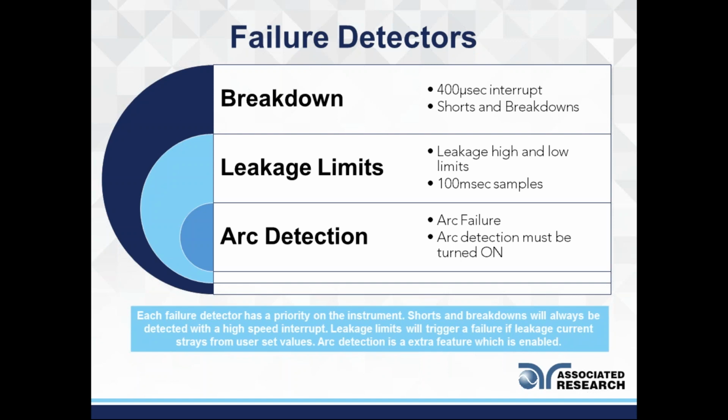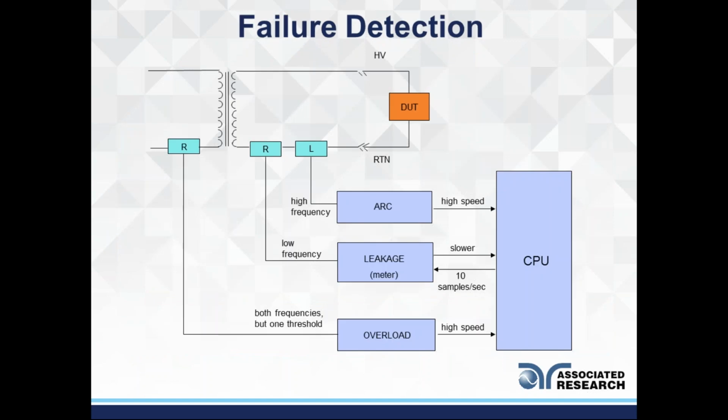and that's called the arc detection, or the arc failure. Now, each failure detector has a priority on the instrument. Shorts and breakdowns will always be detected with the highest speed interrupts. Leakage limits will trigger a failure if leakage current strays from the programmed values. Arc detection is the extra feature which can be enabled or disabled.